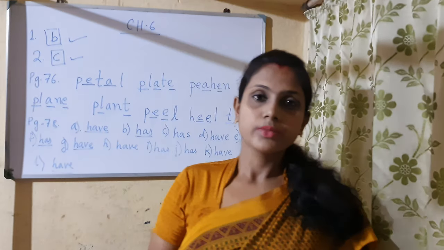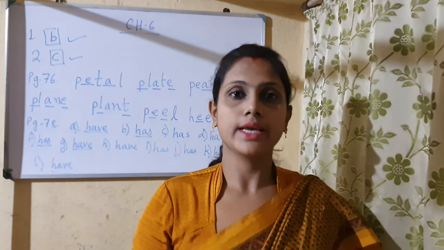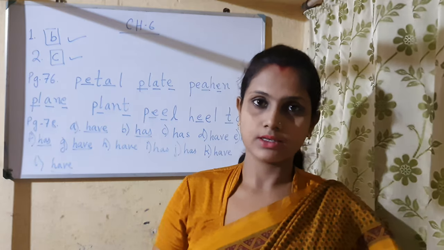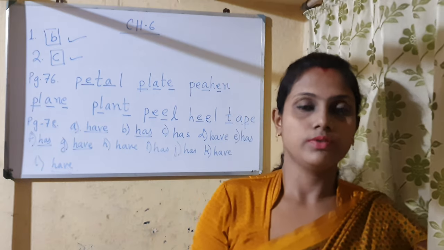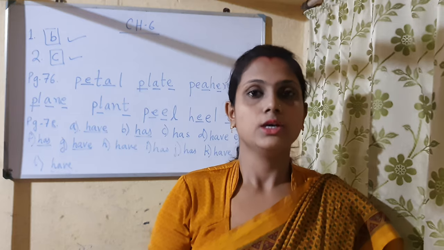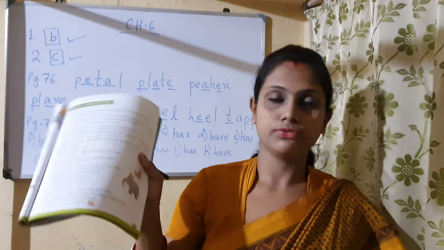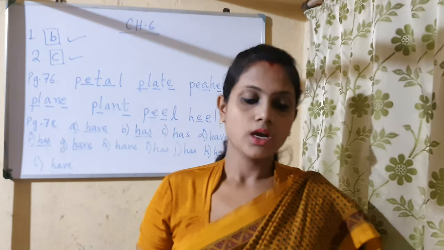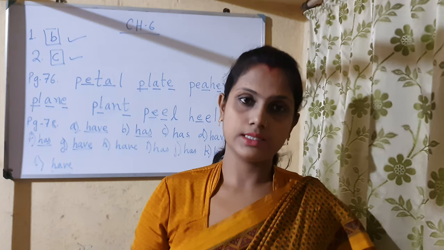Hi class 2. So today we are going to solve all the exercises of chapter 6, The Mice and the Elephant. We will do all the exercises. So please open your English literature book, page number 75. Okay, so here the first exercise is quick answers.